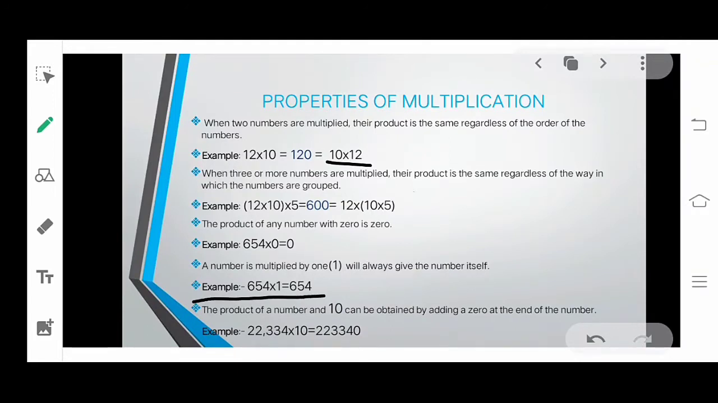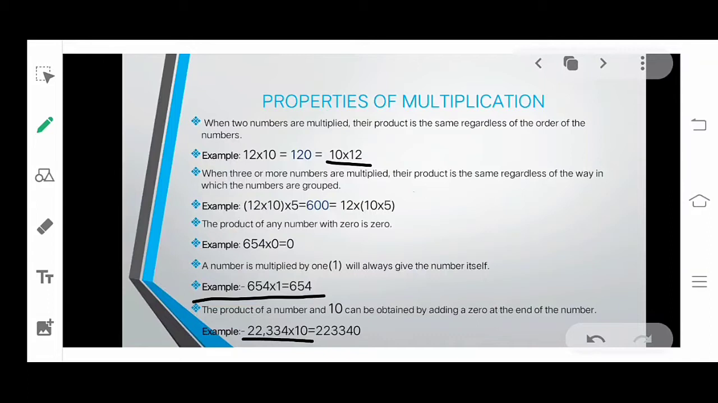The product of a number and 10 can be obtained by adding a 0 at the end of the number. Students, this property tells you that when you multiply any number by 10, you just have to add a 0 to that number. For example, you can see here 22,334 multiplied by 10. So the final answer is 2,23,340. You don't need to multiply it. You just add 0 at the end of the number.